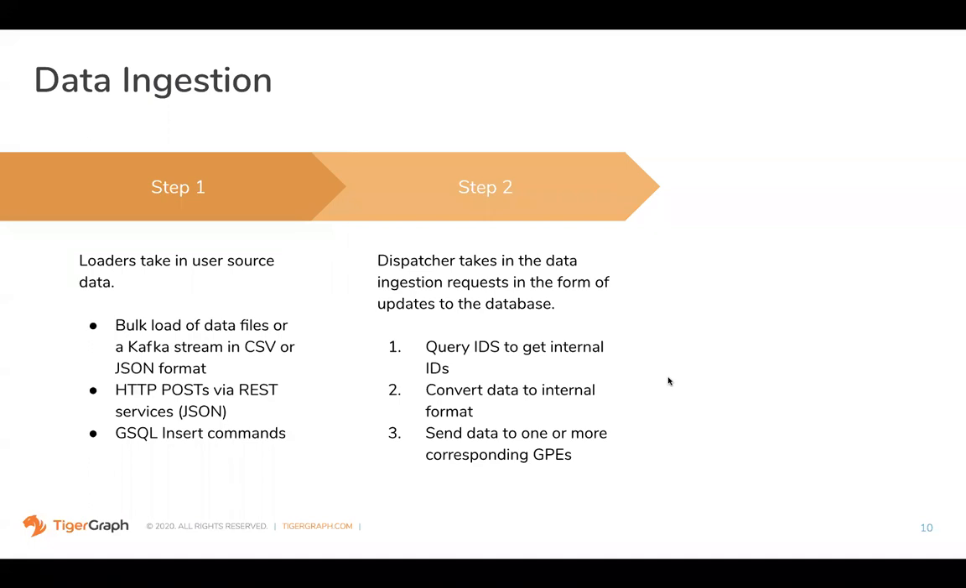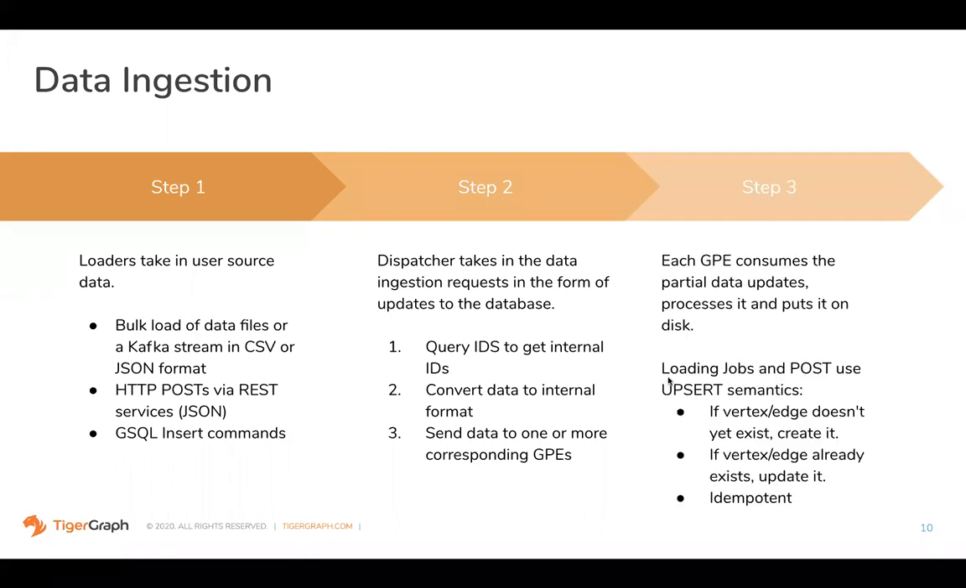Once the request comes in, we have a service called the dispatcher that takes in the data ingestion request and starts the following process. One, it queries the IDS service, the GSE, to get the internal ID, because for each record that comes in there's a mapping from external to internal ID. After getting the internal ID, we convert the data into an internal format. Then the data is sent to one of the GPEs to process it and store it inside the database. As each GPE consumes those updates, it periodically writes them to disk so that memory and disk are in sync.